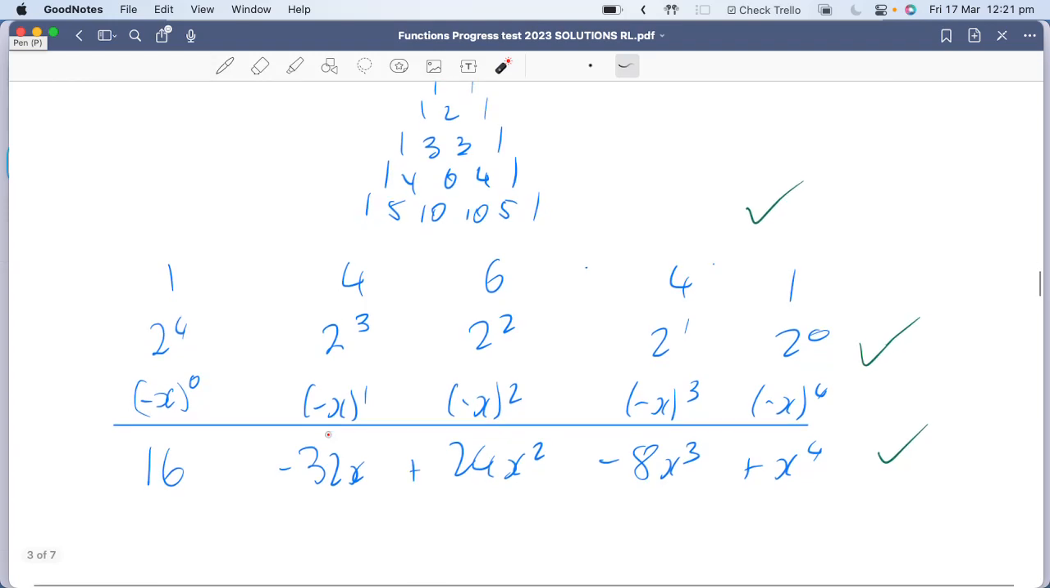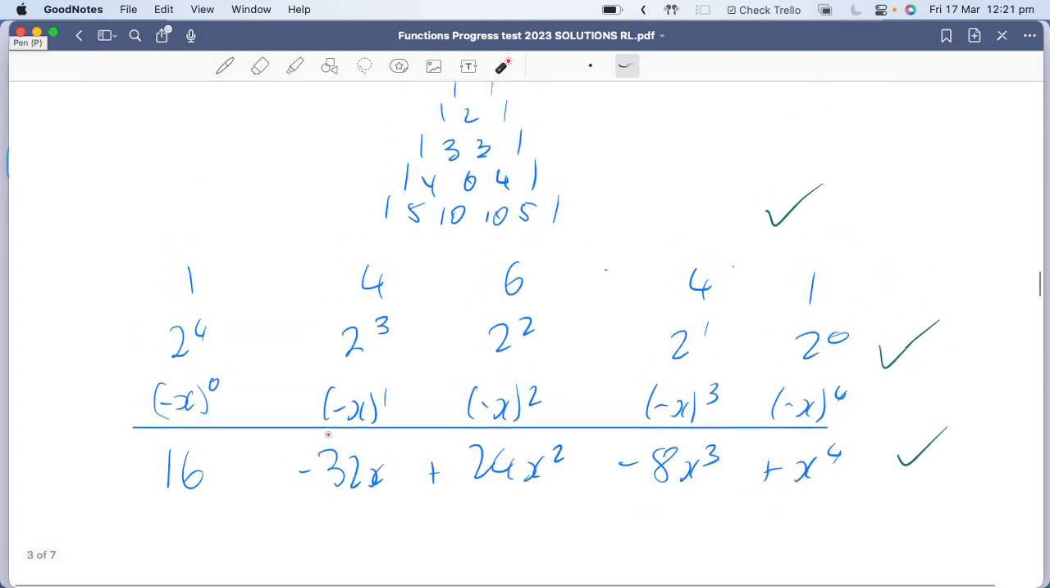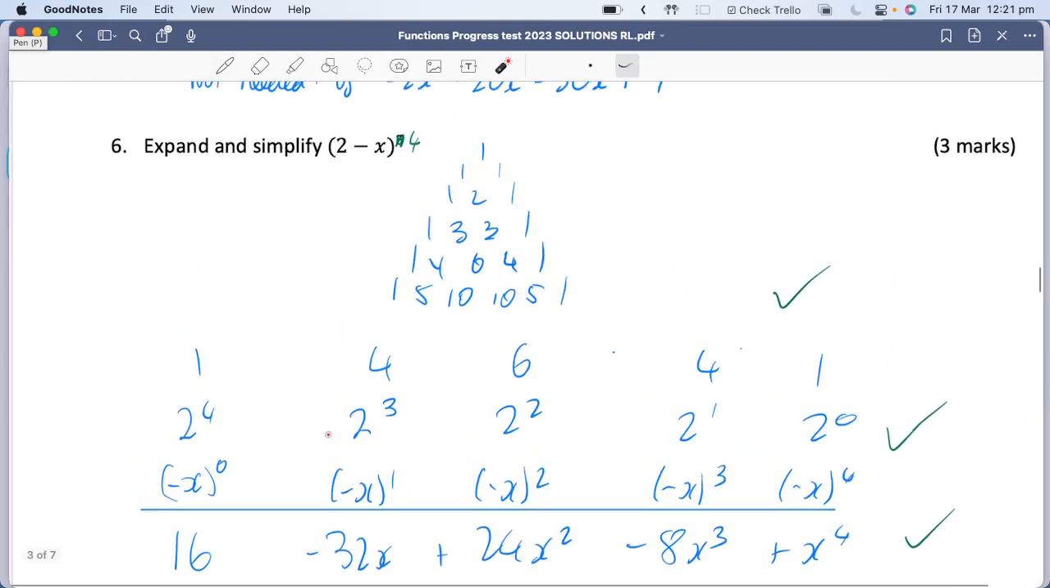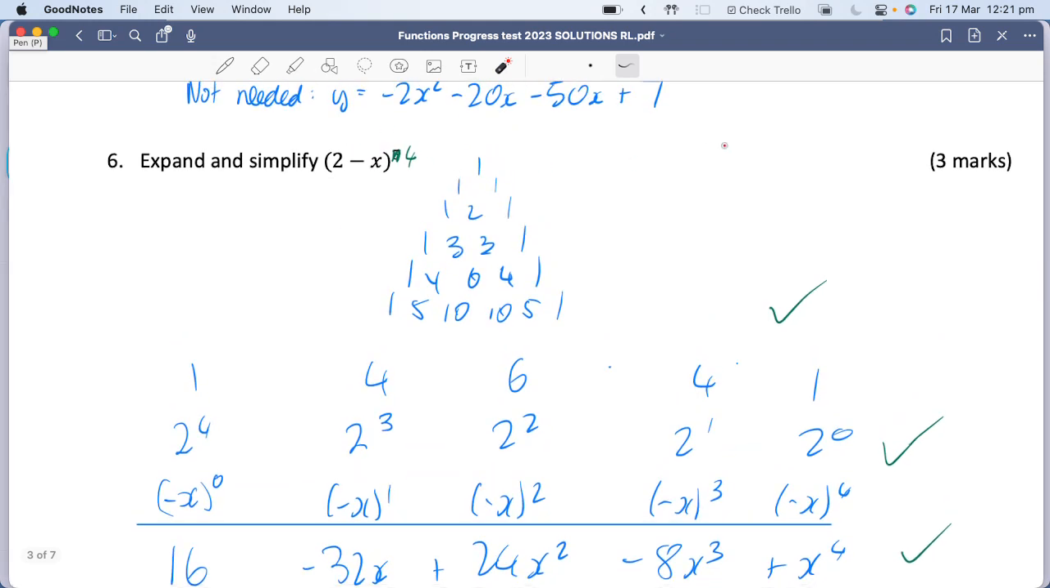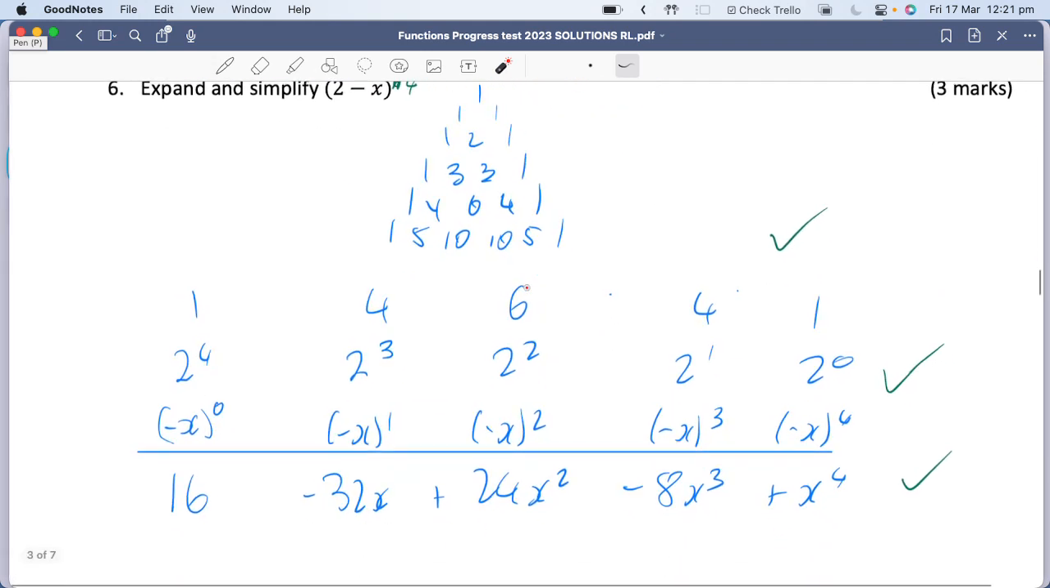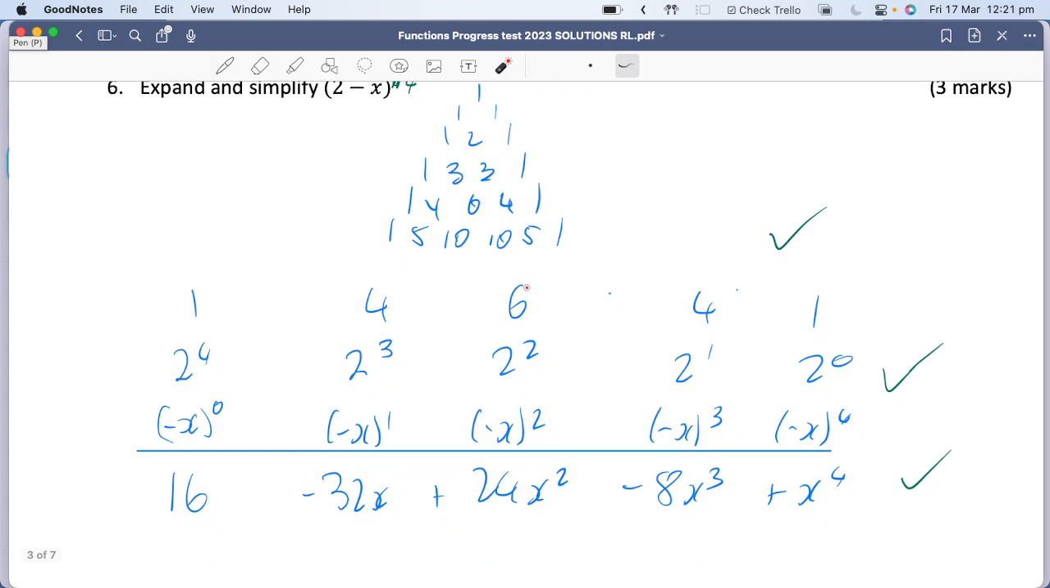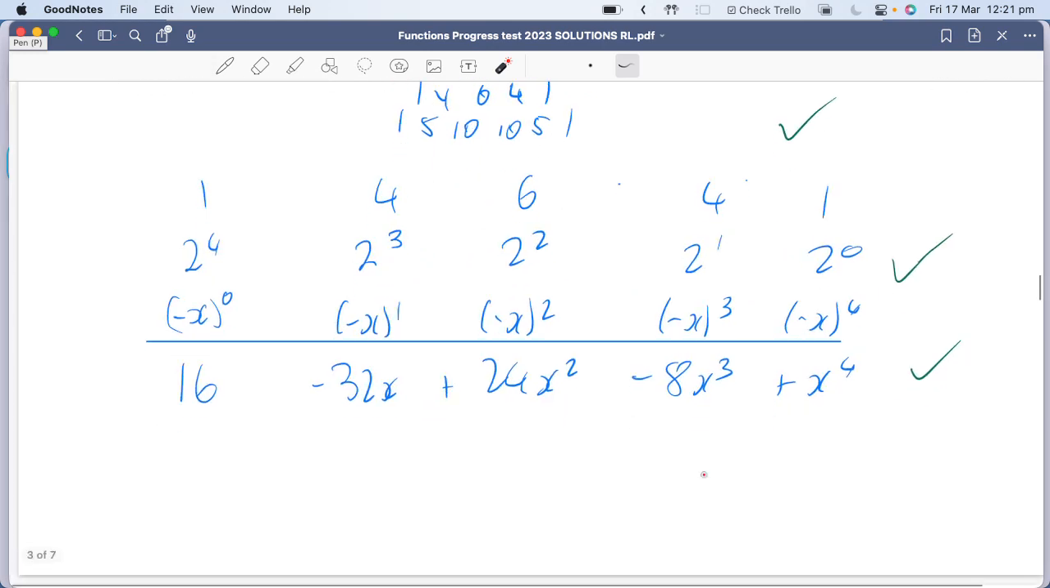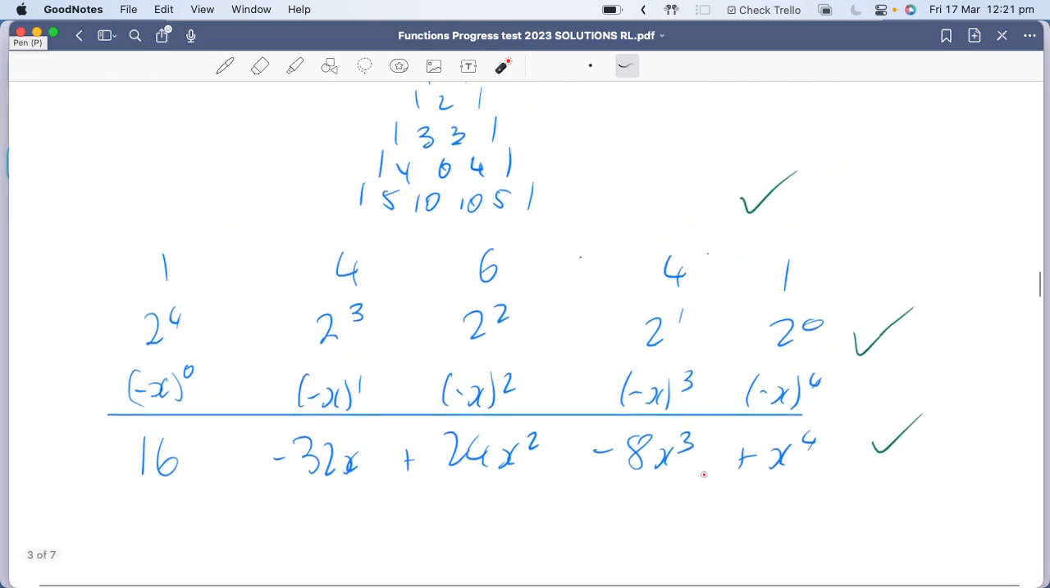Don't waste time by reordering it unless it's important for the context, like it tells you to express in descending powers of x, or it's a function and you think, I better put the leading term first. There might be good reasons for doing it, but there's also good reasons for not doing it. This is a straight expansion, so that's it.